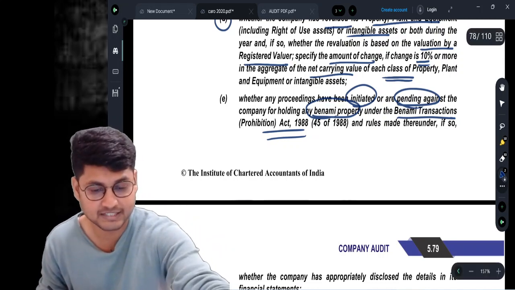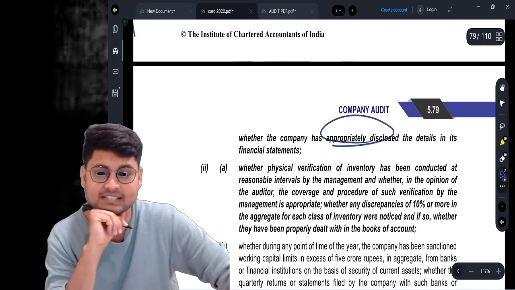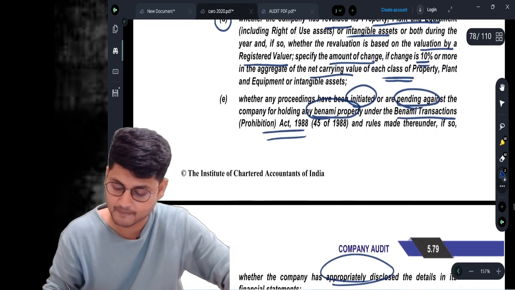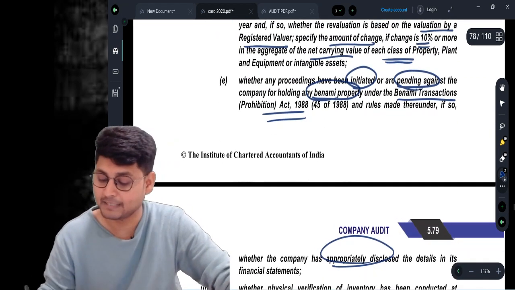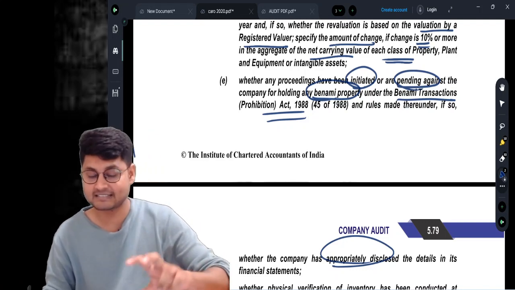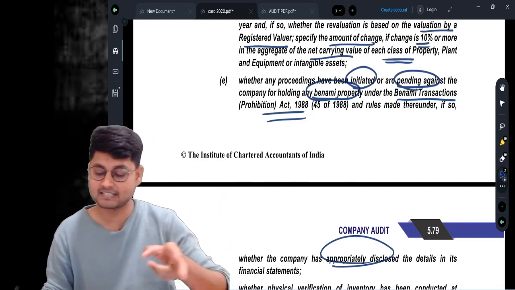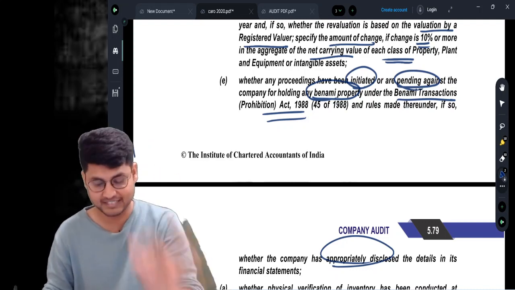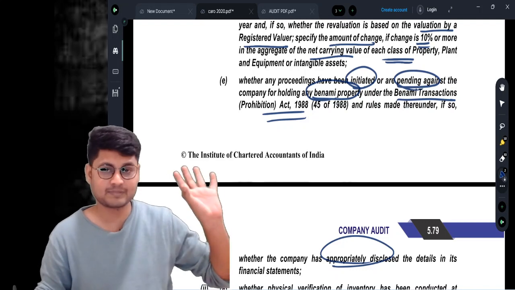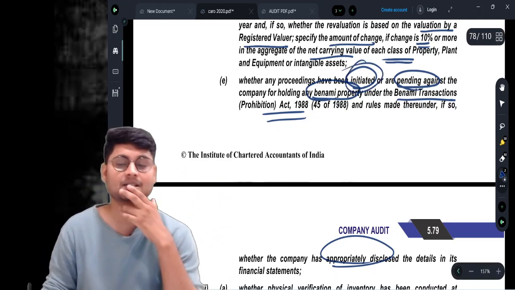and if so, whether the company has appropriately disclosed the details in the financial statements or not. So what we need to remember here: whether any proceedings have been initiated or are pending against the company for holding any benami property under the Benami Transactions Prohibition Act 1988, and if yes, whether it is properly disclosed in the financial statements or not. What is to be disclosed? These initiated proceedings shall be disclosed.